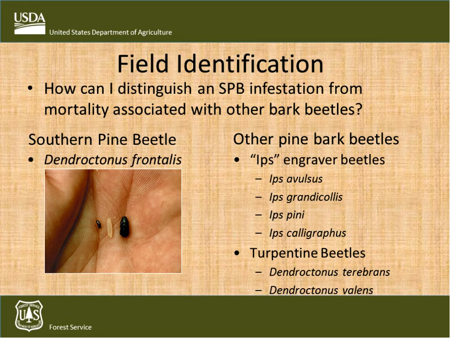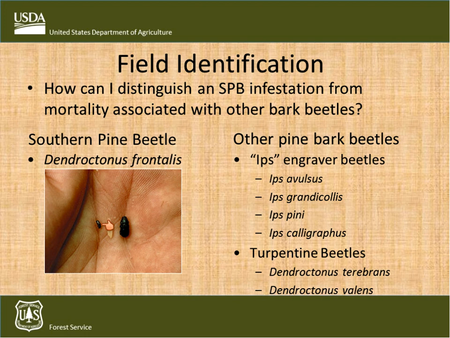I want to spend a fair amount of time talking about identification of these different bark beetles because it's important to know which insect species you're dealing with from a management perspective. You're not going to manage southern pine beetle the same way that you would manage Ips. There are some fairly effective methods for managing southern pine beetle, and not really a ton of options for Ips beetles or black turpentine beetles. So it's important to know which insect you're dealing with right up front.